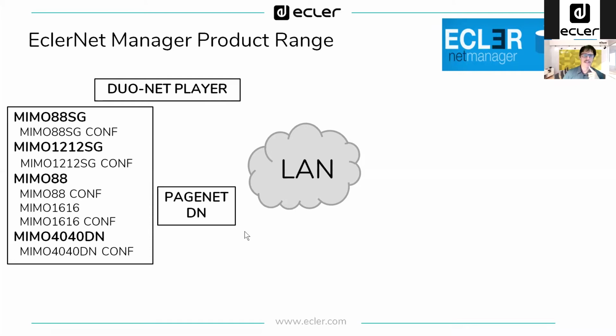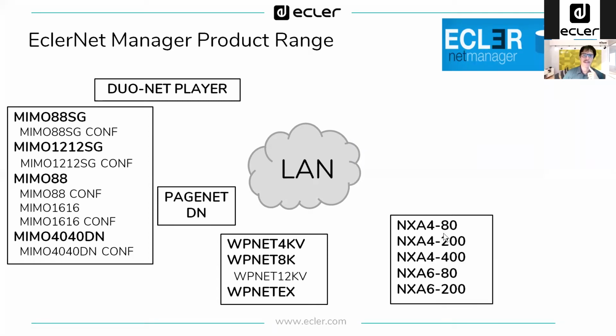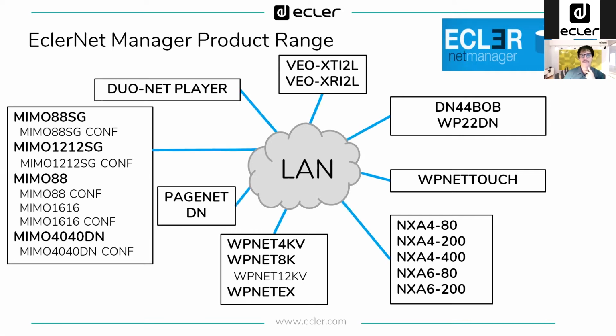As a paging station, we have PageNet, that is connected to the network. We have these digital remote controls, NXA amplifiers. So these are digitally controlled amplifiers with a DSP inside. We've got WPNet Touch, which is a control screen. The Dante interfaces. Each time you see a DN in some of our hardware, it's because it has Dante inside. And we have VIA devices, XTI2L, XRAI2L, the transmitter and the receiver, which are the ones that send video over IP. So these are all controlled and configured from EclerNet Manager.